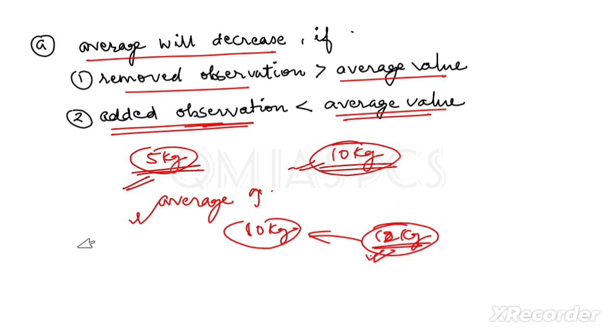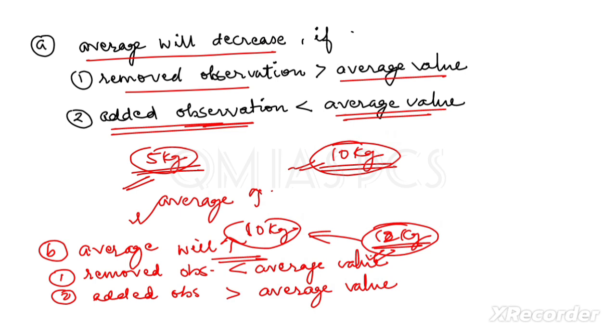Fine, so you can write the second statement, when the average will increase, just the opposite of the previous statements. Just write the opposite of statements 1 and 2. So here is the condition: when the removed observation is less than the average value, in that case the average will increase, and if the added observation is greater than the average value, in that case also the average will increase.